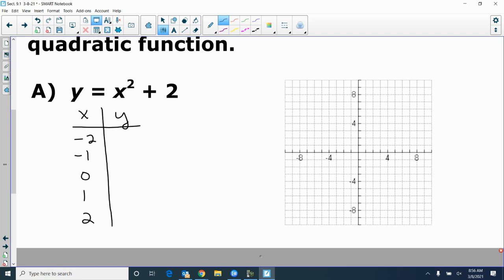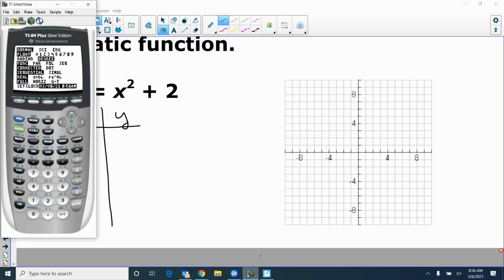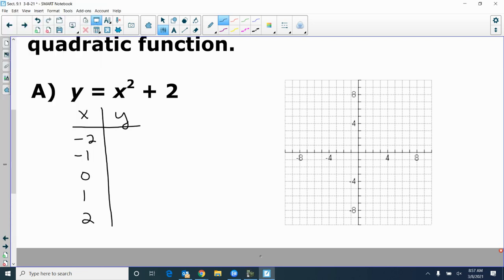Now, last time we did this, we were still getting some mistakes. You've got to remember, when you're plugging in -2 and you're squaring it, you have got to put the -2 in parentheses, because that's going to be 4 plus 2, which is 6. That answer should be 6. If you don't put it in parentheses, it's going to tell you it's -2, which is incorrect. So make sure you put it in parentheses anytime you're substituting a negative into that x squared piece.